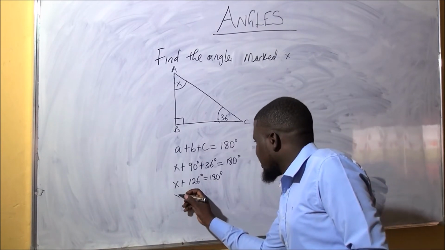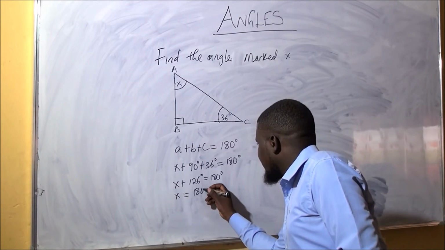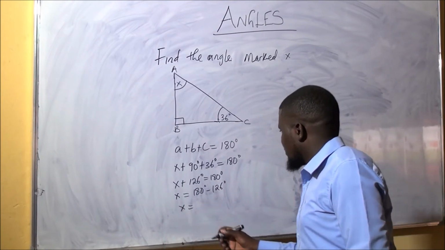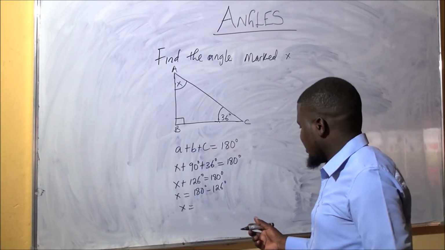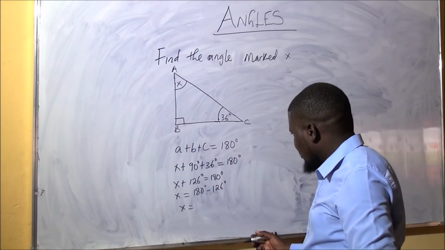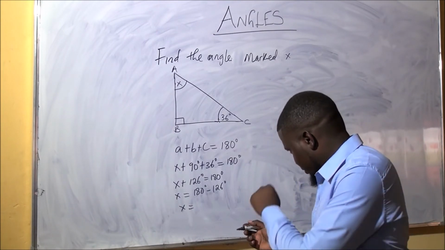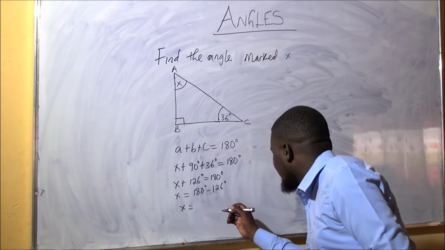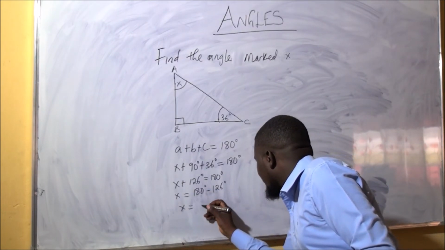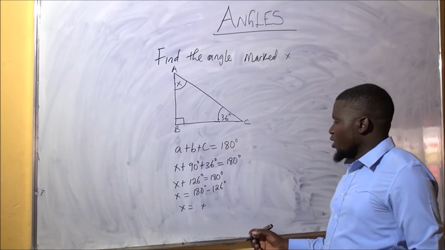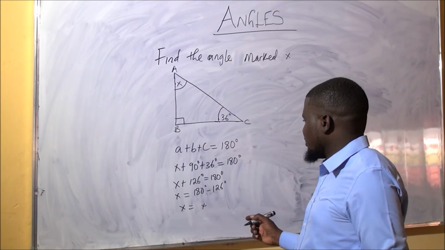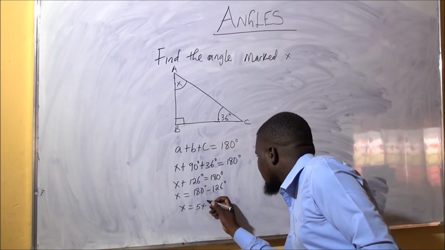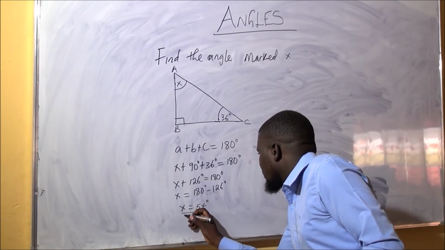Thereafter, we'll say that our x will be equal to 180 degrees minus 126 degrees. We look at the difference between those two: when we subtract those, we have 10 minus 6 on one side, which is going to be 4. And then we'll have 7 minus 2, which is going to be a 5 on the other hand. So the final answer will be 54 degrees.